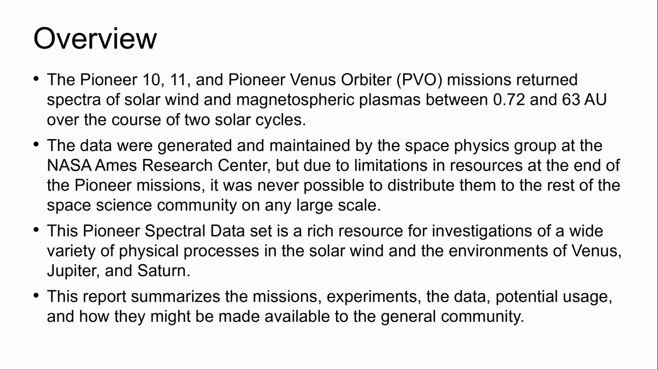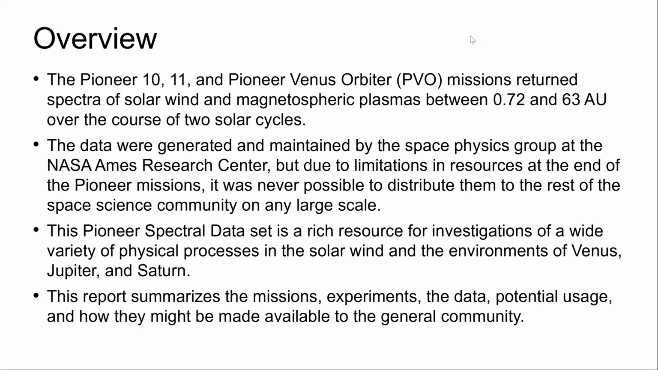Pioneer 10, Pioneer 11, and Pioneer Venus were launched early, in the middle, and towards the end of the last century. They returned spectra of solar wind and magnetospheric plasmas between 0.72 and 63 AU for more than two solar cycles. Data from these plasma analyzers were generated and maintained by the Space Physics Group at NASA Ames, but due to the very profound limitations in resources at the end of the mission, we never had a chance to distribute all of the data to the space science community on a large scale.